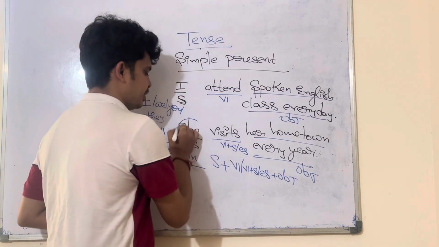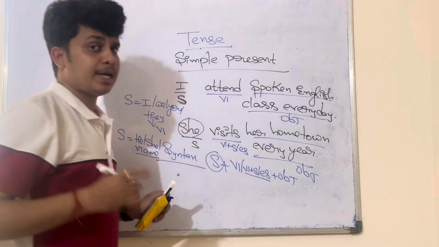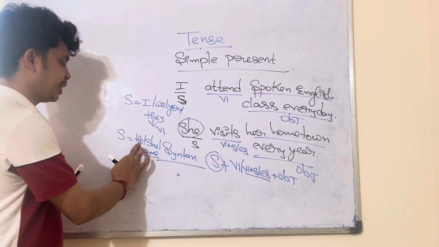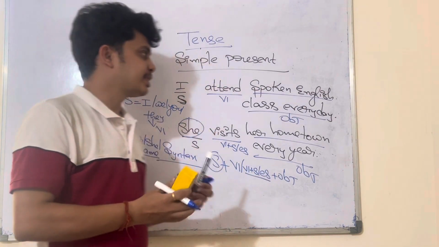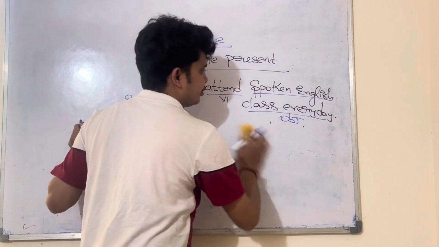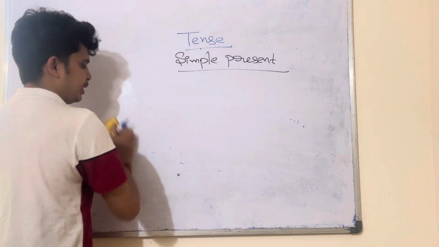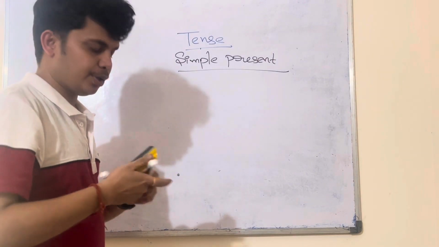So here as you can see, if my subject is she, then I have to use s or es. And why do we use s or es? If it is third person singular, he, she or it, only in this case. So this is going to be my syntax. Now let's see where we can use simple present in our day-to-day life. So simple present is used in order to tell about our daily routine.